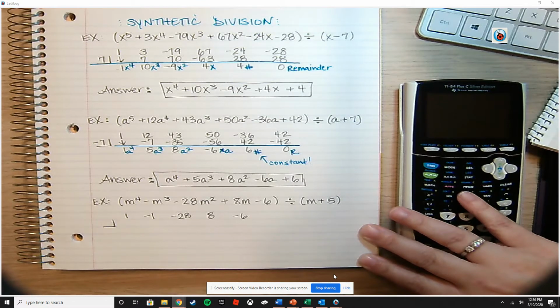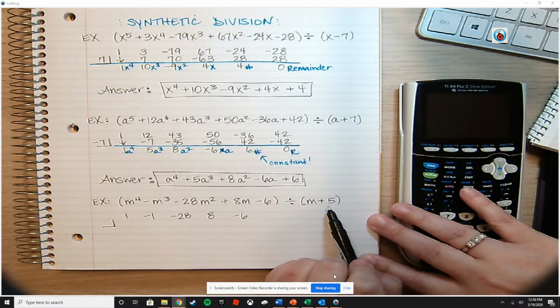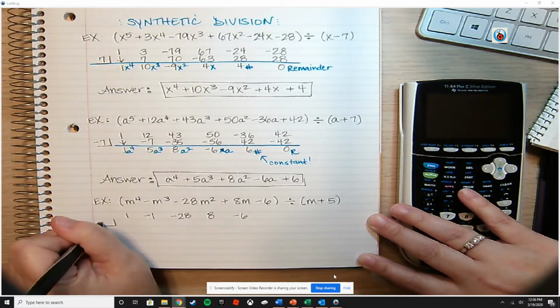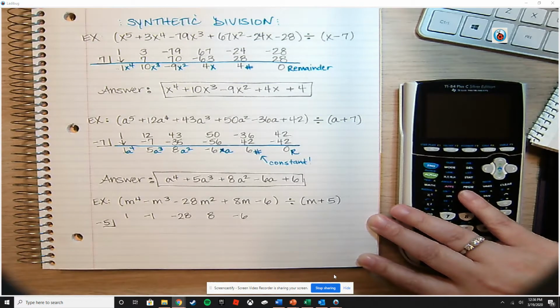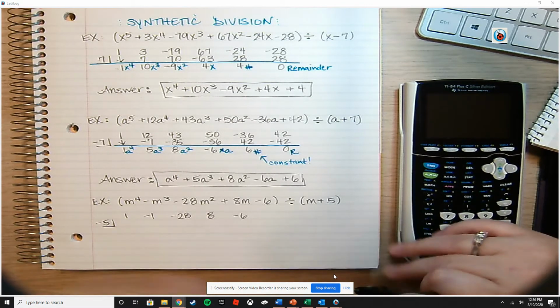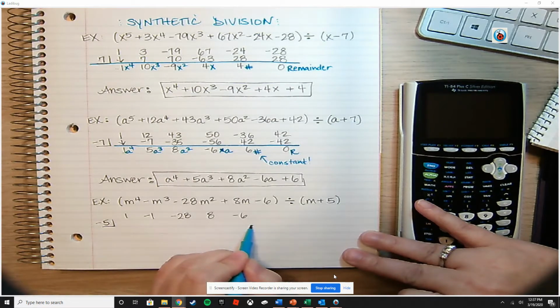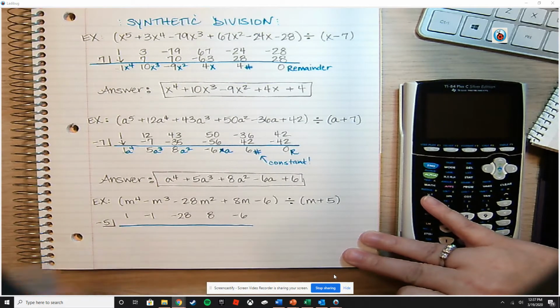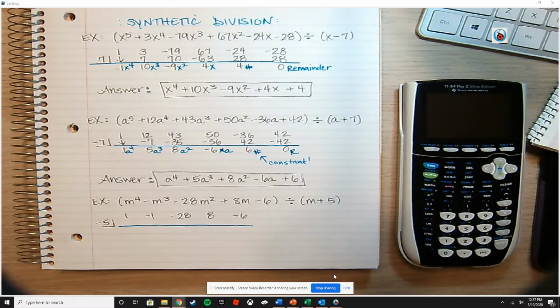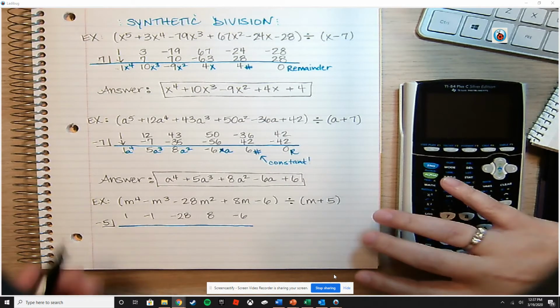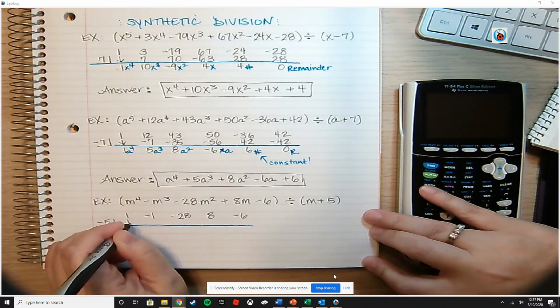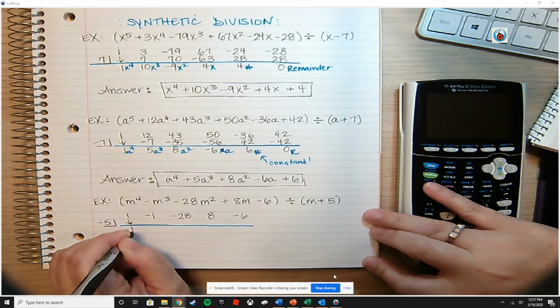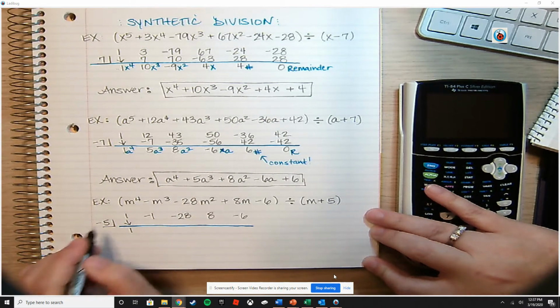Okay? And then to run synthetic division, I have to take the opposite of plus 5. So -5. Okay? And now I'm just going to run that division where I'm adding and I'm multiplying. And I know we're calling it division, but I'm not actually using division to solve the problem. But that's okay. So I'm going to drop down the 1, and then I'm going to multiply.